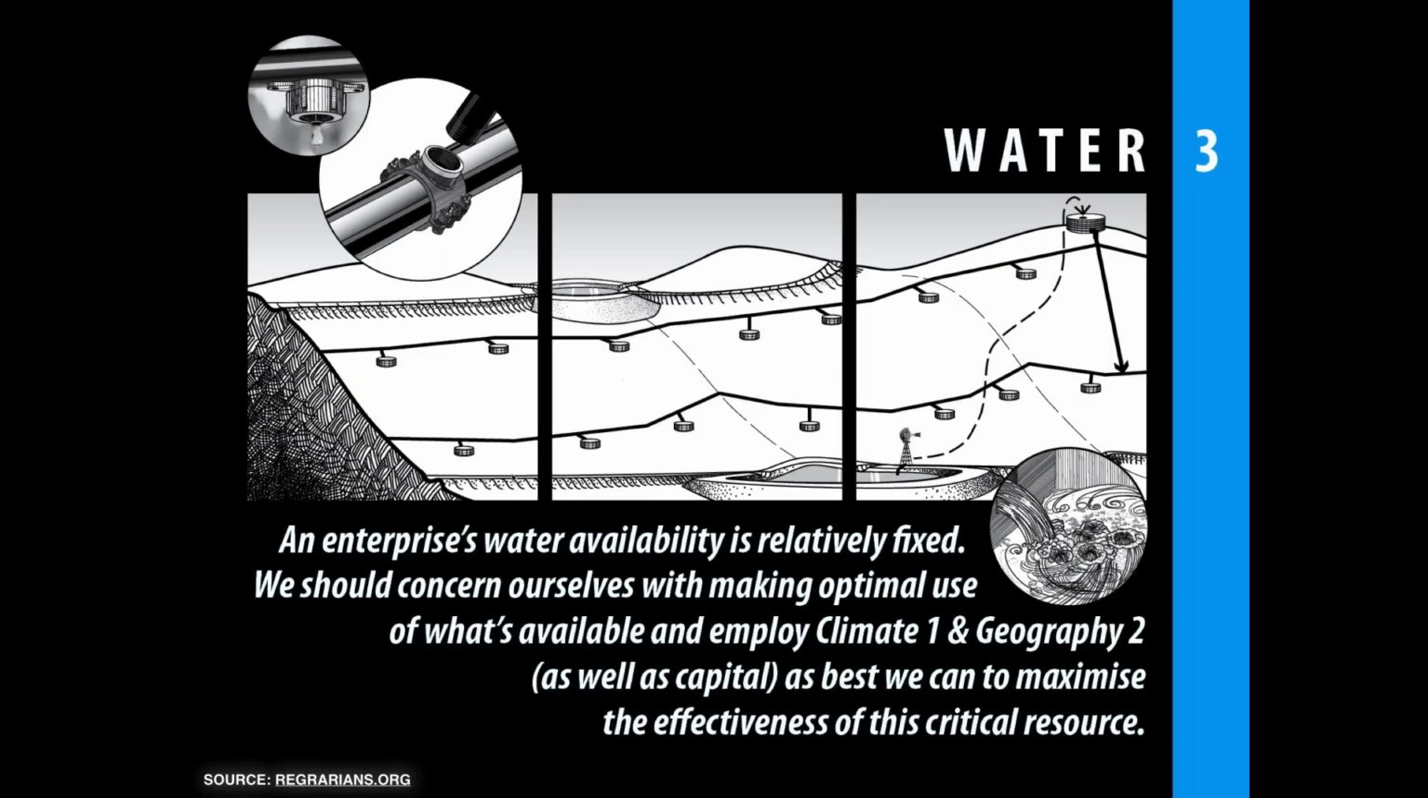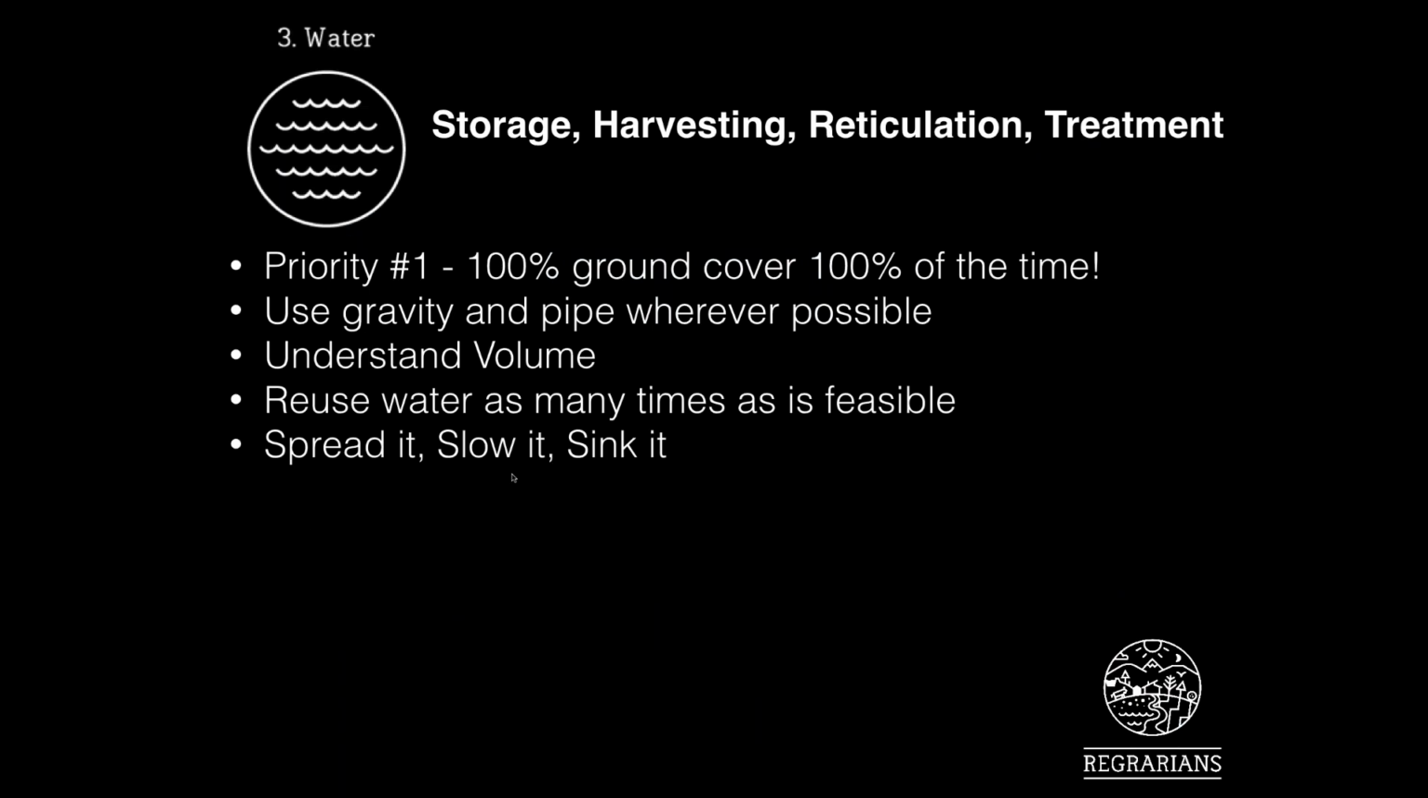Next is water, and so this is one of the development layers. So storage, harvesting, reticulation and treatment. Priority number one with regard to water is infiltration. P.A. Yeomans pointed out that there were 4 different sources of water or categories of water. One is infiltrated rainfall, and that's the biggest amount and the cheapest.